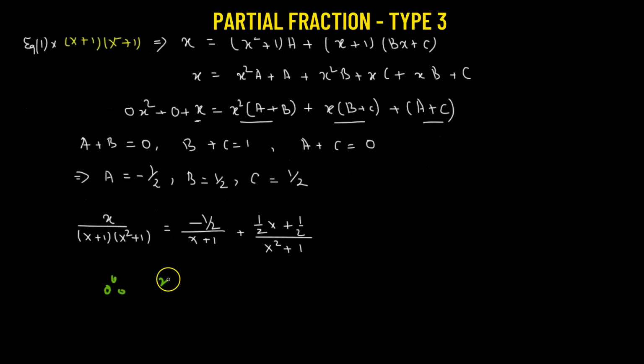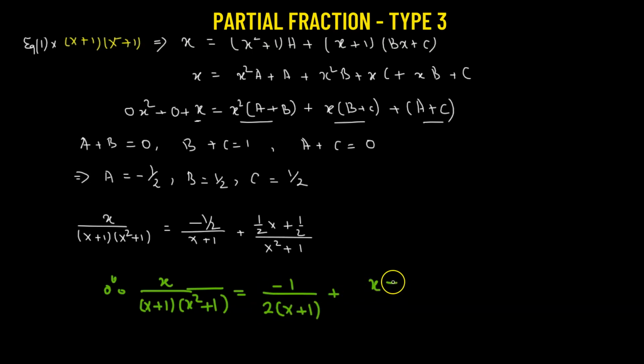So we have our original rational fraction x over (x plus 1) multiplied by (x squared plus 1). This can be resolved into two partial fractions. The first partial fraction is negative 1 over 2 times (x plus 1). Then the next partial fraction is (x plus 1) whole divided by 2 times (x squared plus 1). So we successfully resolved the given rational fraction into two partial fractions, and if you want to cross check, you can combine the two partial fractions and this should give back the original rational fraction.